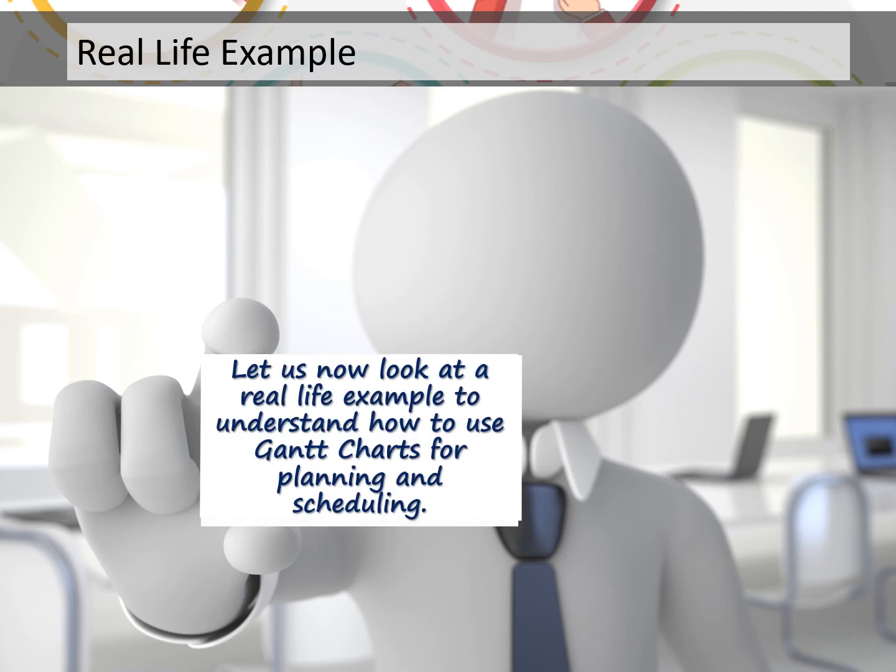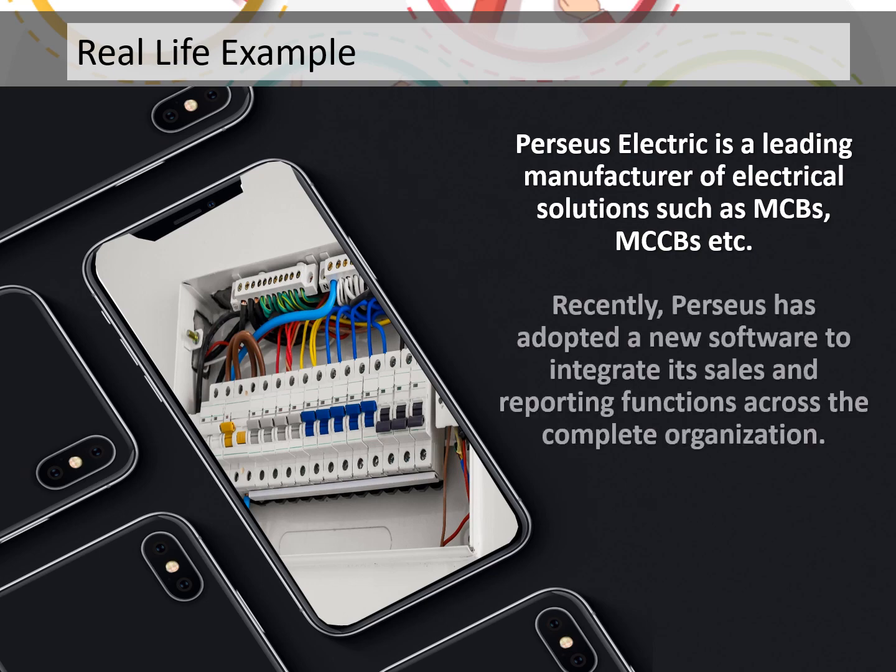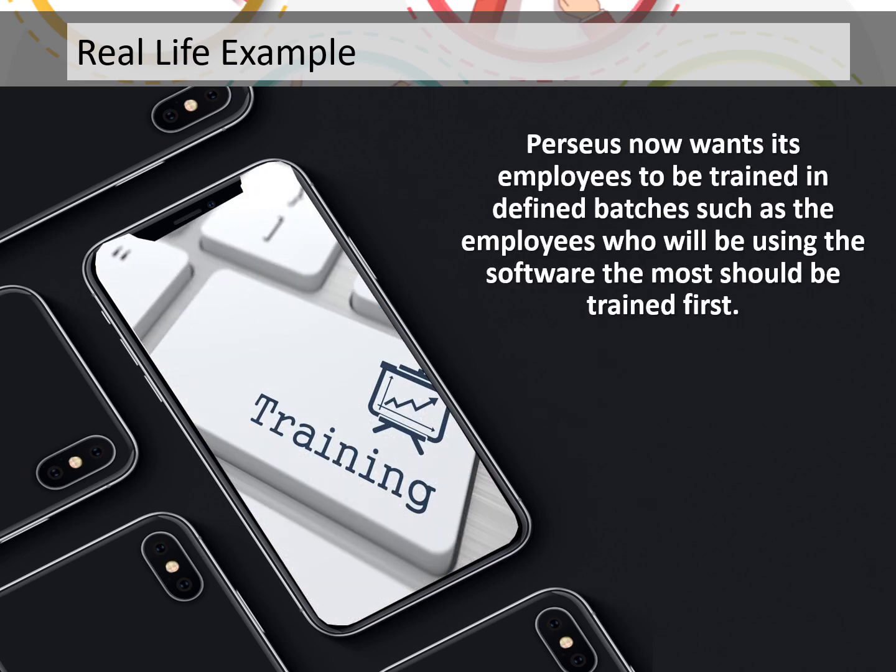How to use Gantt charts for planning and scheduling. Consider a real-life example. Electric is the leading manufacturer of electrical solutions such as MCBs and MCCBs. Recently, Perseus has decided to have its employees trained in defined batches on the new reporting functions.